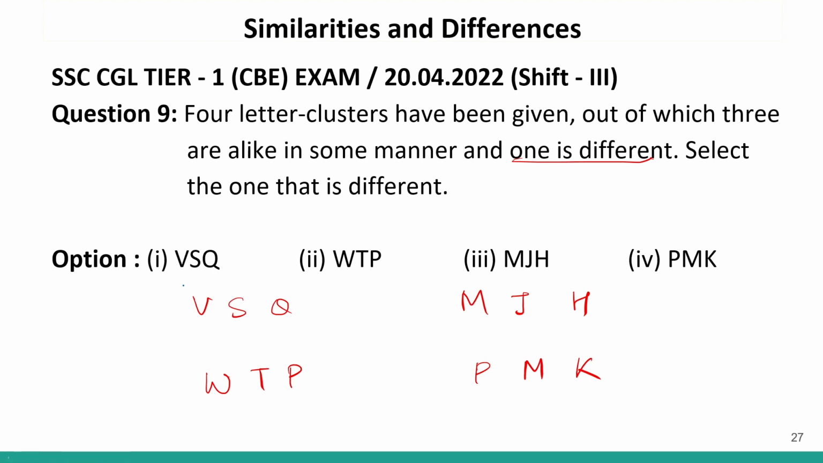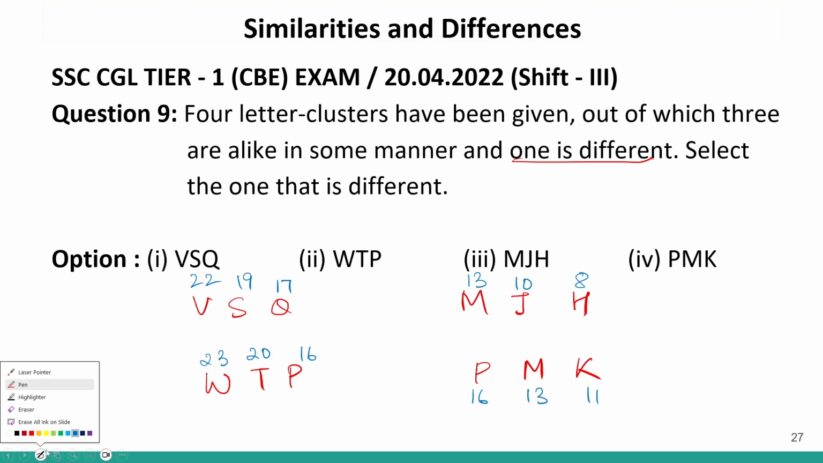Okay. So V is ranked at 22. S is ranked at 19. Q is ranked at 17. W is ranked at 23. T is ranked at 20. P is ranked at 16. Similarly, M is ranked at 13. J is 10 and H is 8. And over here we have P 16, M 13 and K at 11.